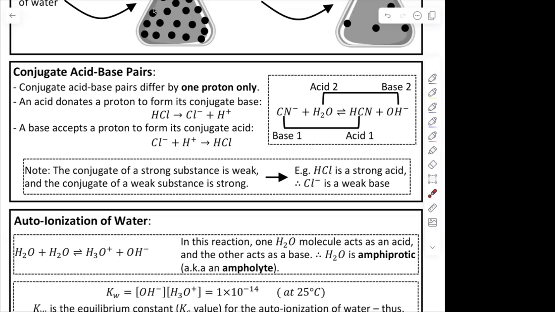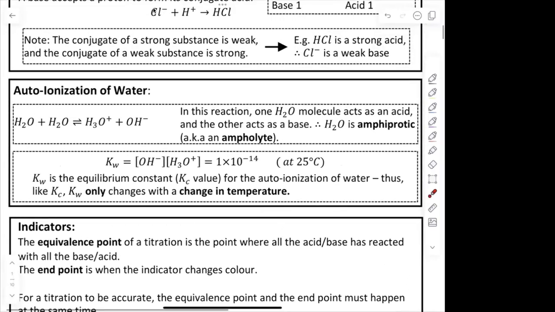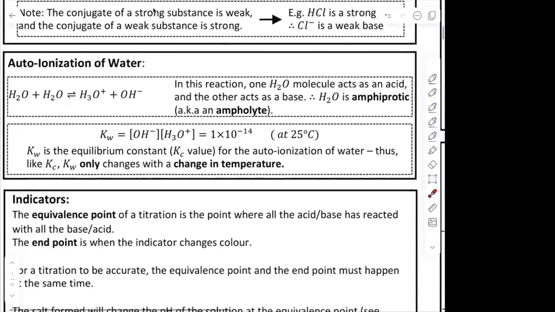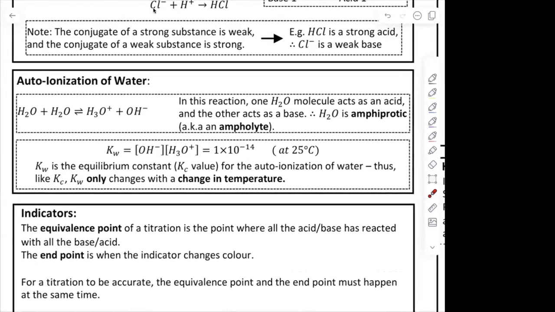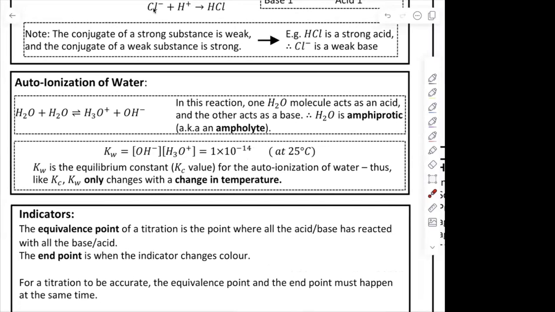And then I'm going to jump a little bit now into the autoionization of water. In the autoionization of water, we have H2O plus H2O giving us H3O plus and OH minus. Remember again that water is what we call an ampholyte, right? An ampholyte is something that is amphiprotic, meaning it can act as both an acid or a base. So in this reaction, one H2O molecule acts as an acid and the other one acts as a base. And as that happens, we then create H3O plus and OH minus.